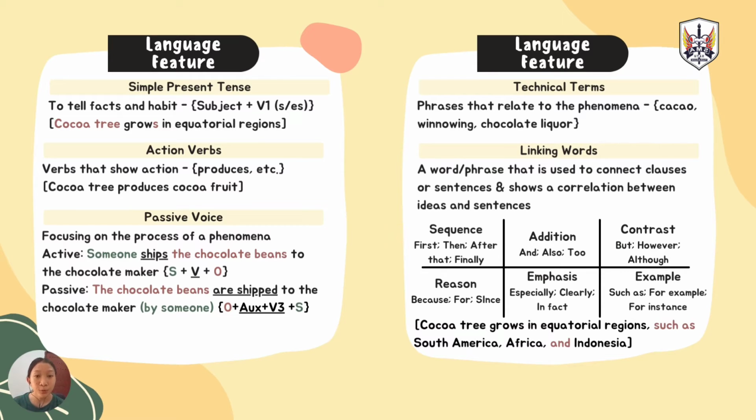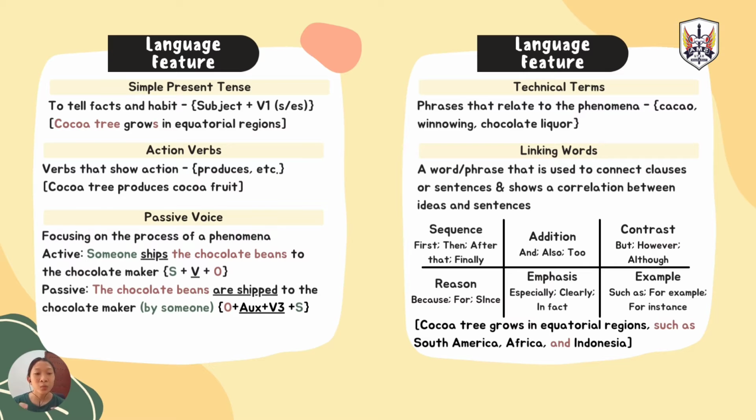For example, like produce, grow, walk, run, and etc. For example, cocoa tree produces cocoa fruit. Next, we use passive voice. Passive voice is a form of sentence where we focus on the process of a phenomena.